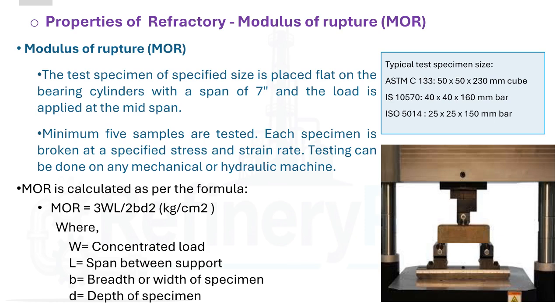For dense refractory bricks, MOR values typically range between 40 to 60 kg per square centimeter. For high-performance castables, they can exceed 70 to 100 kg per square centimeter, while insulating bricks show much lower MOR values, usually around 5 to 15 kg per square centimeter.